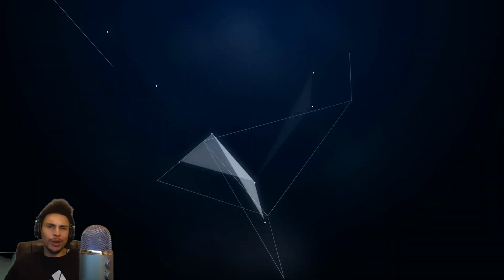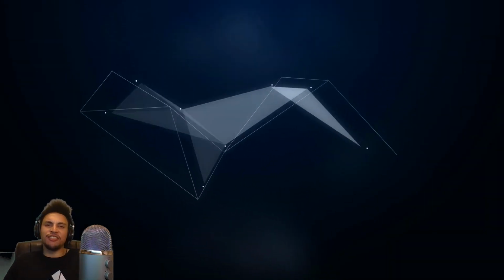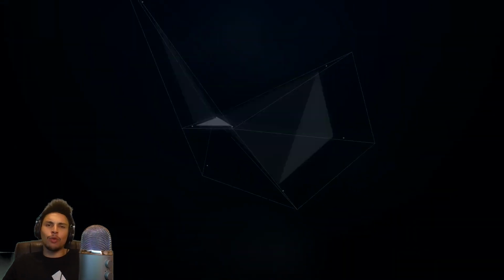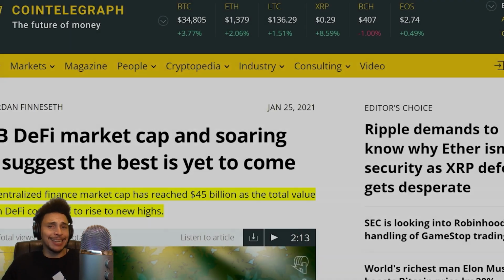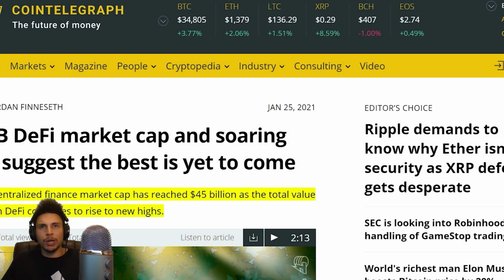Simple as that. Guys, before we get all up in the Wanchain, the titan of DeFi, I want to set the stage. To understand the gravity of what Wanchain is trying to conquer as the hub of all DeFi, you have to understand how much money is actually flowing into DeFi. Dated January 25th of 2021. 45 billion DeFi market cap and soaring. TVL, or total value locked, suggests the best is yet to come.